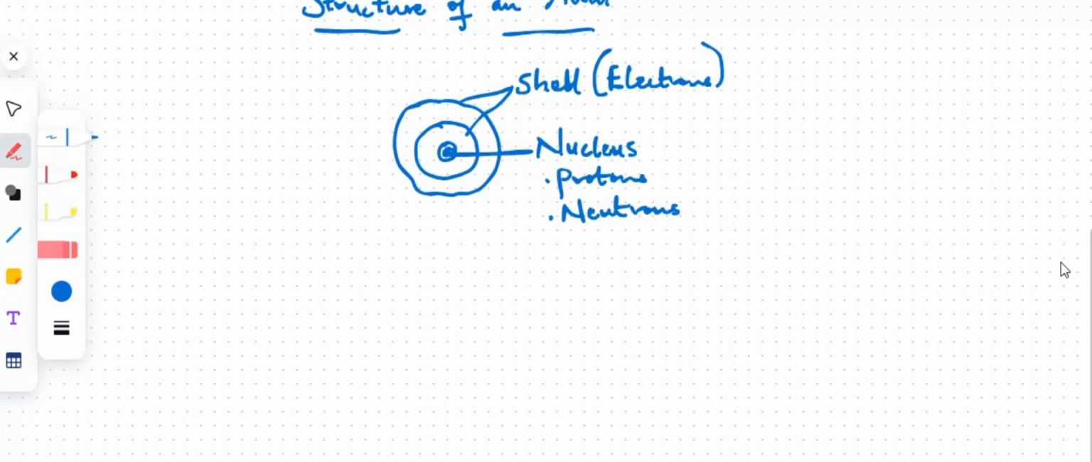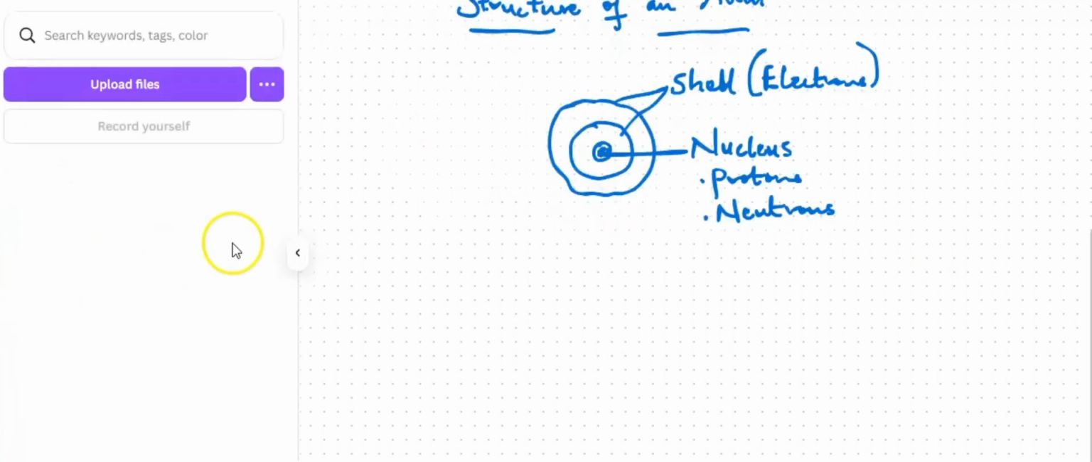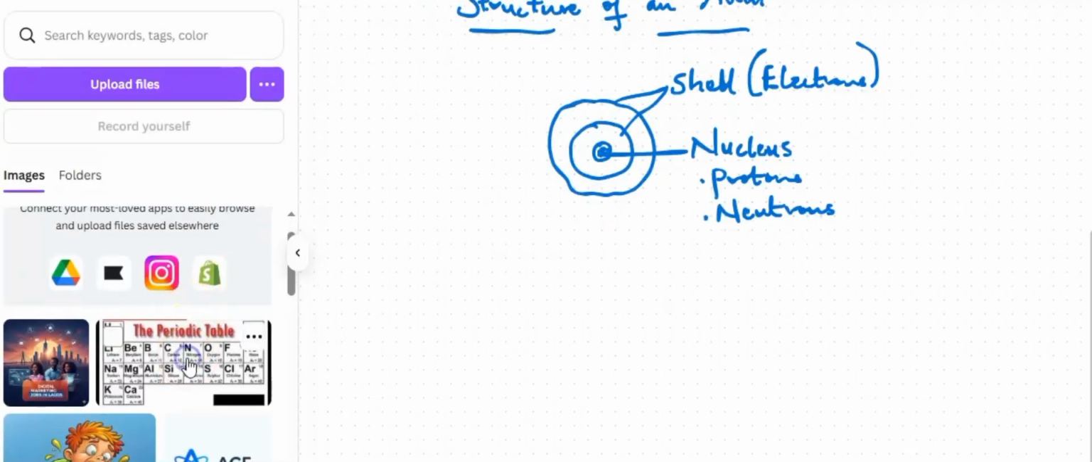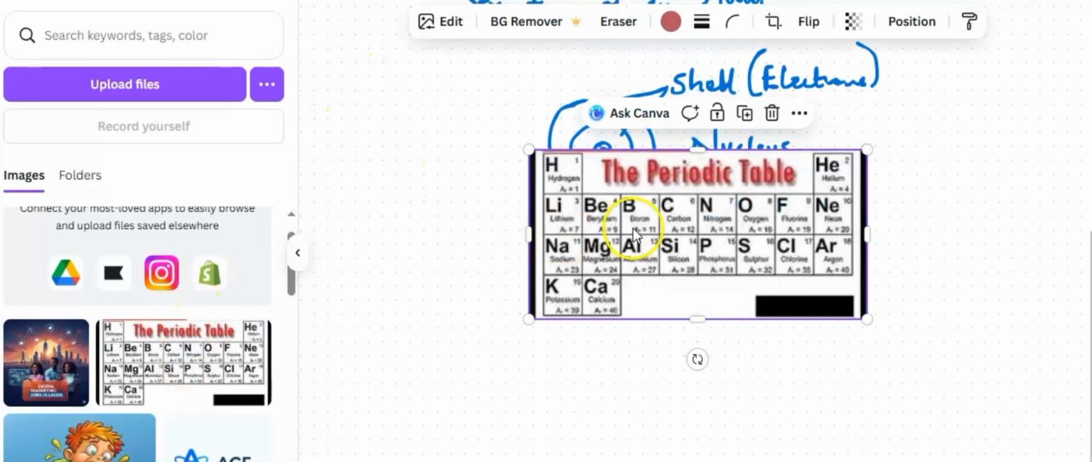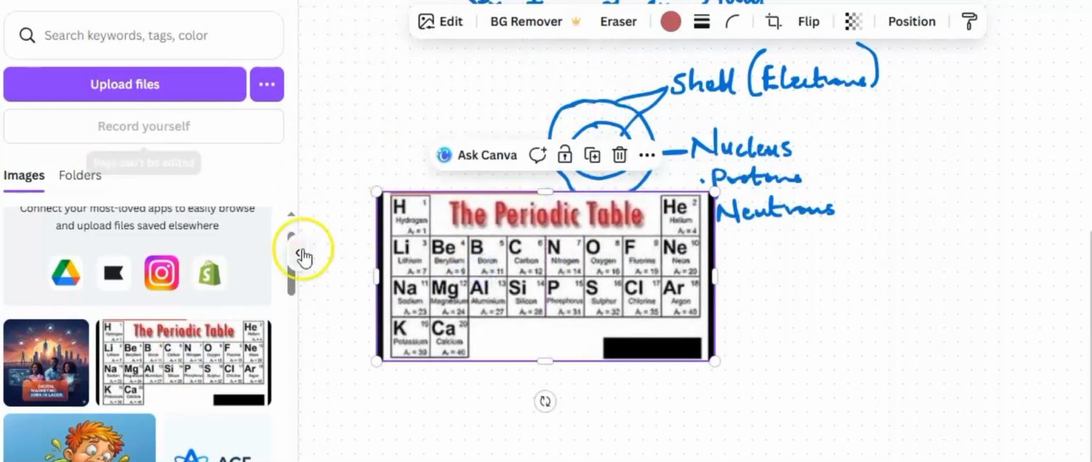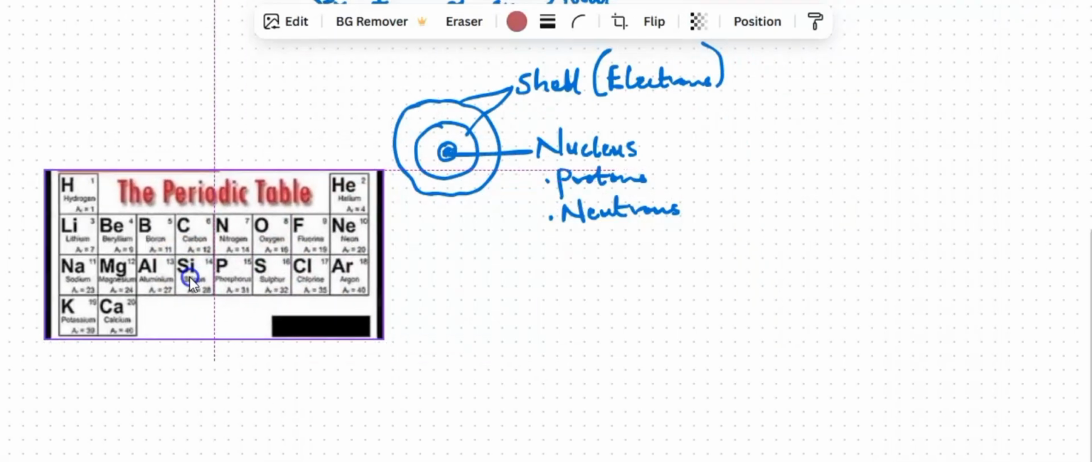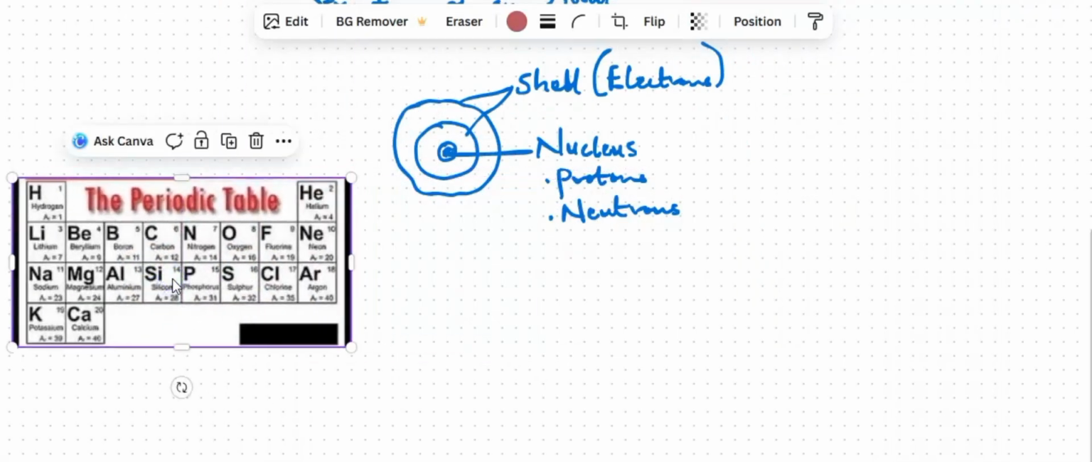So having said that, let's look at what a shell is and the importance of knowing this. If you look at your periodic table, let me bring one quickly. This is your first 20 elements. I love working with the first 20 elements. Once you grasp the first 20 elements, the other ones come easy. So you have hydrogen down to calcium.